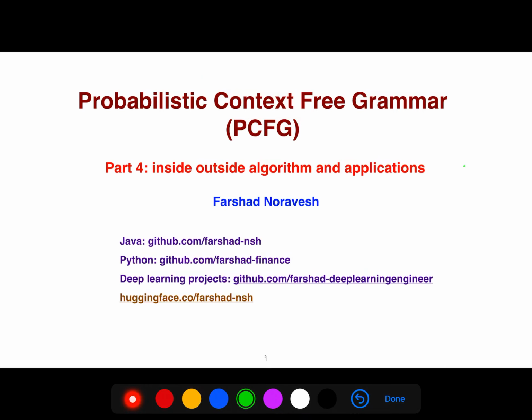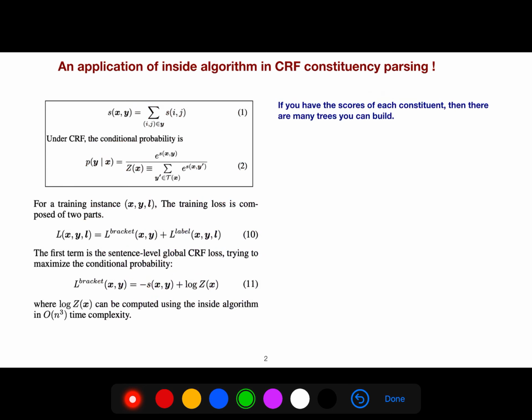Well, this is the most important lecture of this playlist, Inside-Outside Algorithm and Applications. An example of an application of the inside algorithm is this score that we use. The score of a sentence x and tree y, when we do constituency parsing, we always use that. For any utterance x and tree y, we sum over the scores of all constituents in the tree.